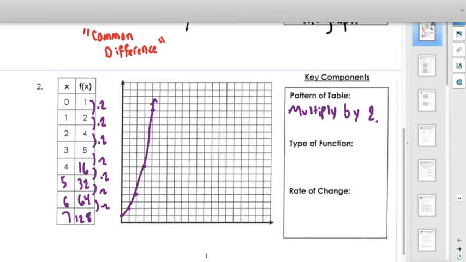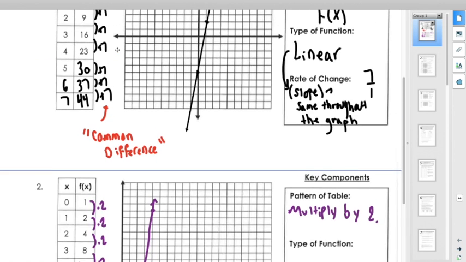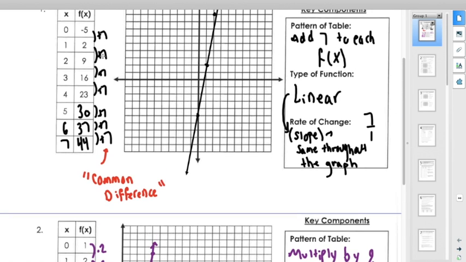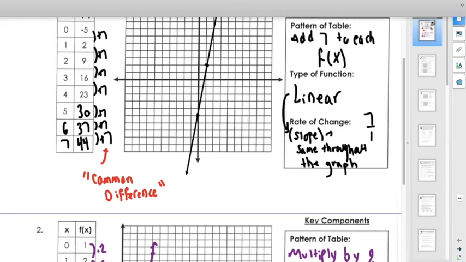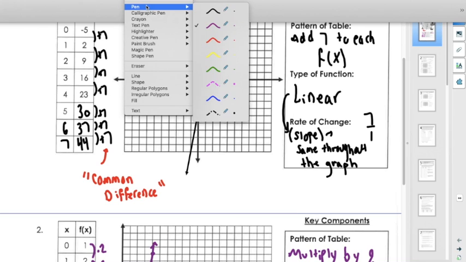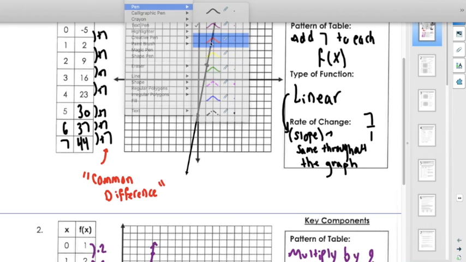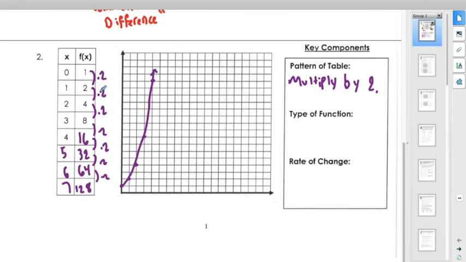Now, what we call this up here: we added 7 each time. It was the same thing every time. That was addition or subtraction. That's where the common difference comes in. Now, down here, we're multiplying by 2. So in this case, this is what's known as your common ratio.